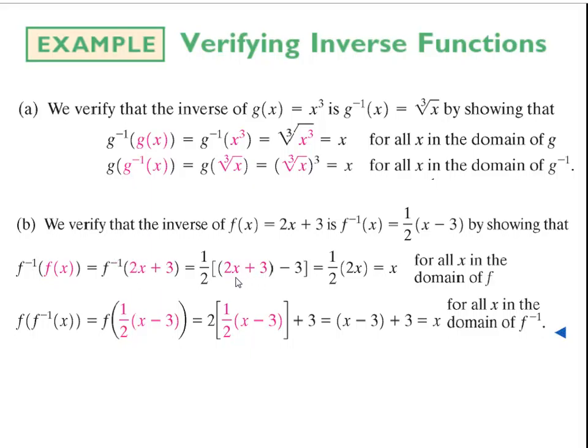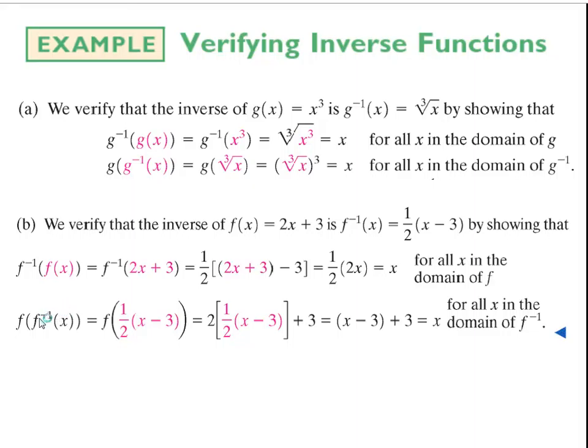So that's going to get plugged into the inverse function. So here's me plugging it into the inverse function. The 3 and negative 3 subtract out. So I just get 1/2 times 2x, and that simplifies to x. Right? And then I could do the composition in the other direction.